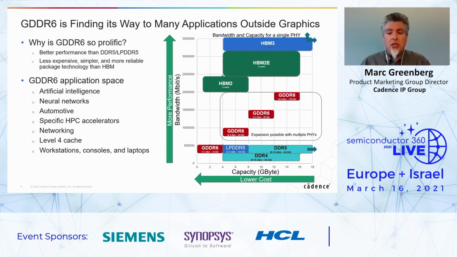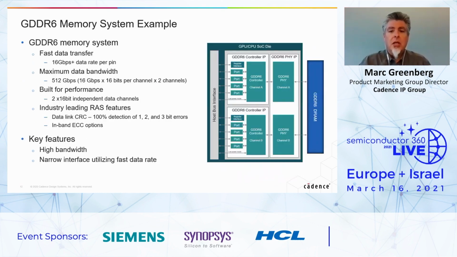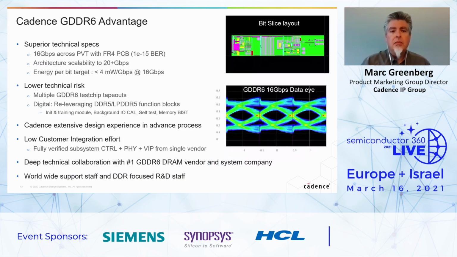So that's a technology that's really been interesting for a lot of applications. From a memory perspective or a system perspective, it's quite familiar in terms of how it's built, again, giving 16 gigabits per second per pin and 2 independent data channels, giving a lot of flexibility about how the data is structured.